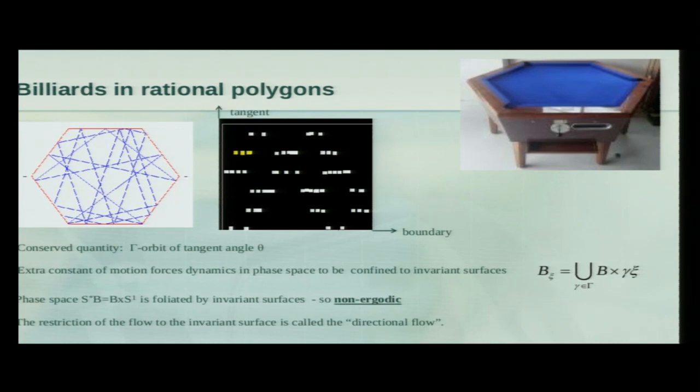From this picture, it is clear that the motion is not ergodic. Now, the restriction of the billiard flow to the invariant surface is called a directional flow. And the invariant surface, you just think of it in phase space as there are 6 possible angles, and then the position of the particle is not constrained.